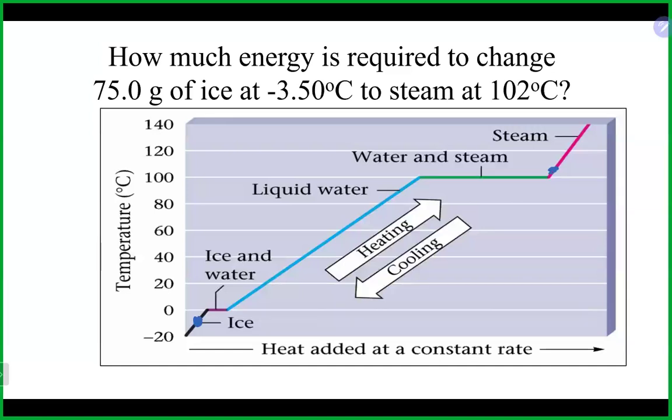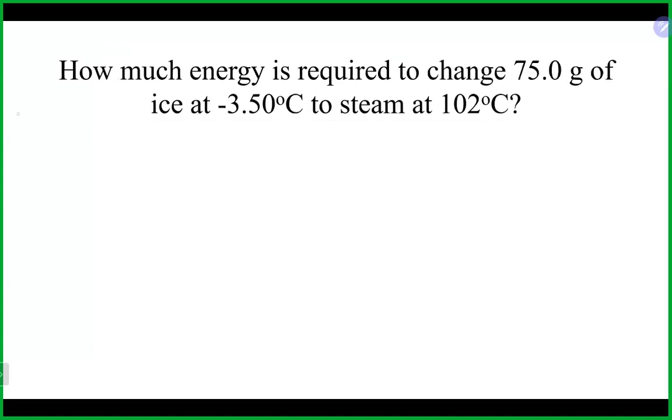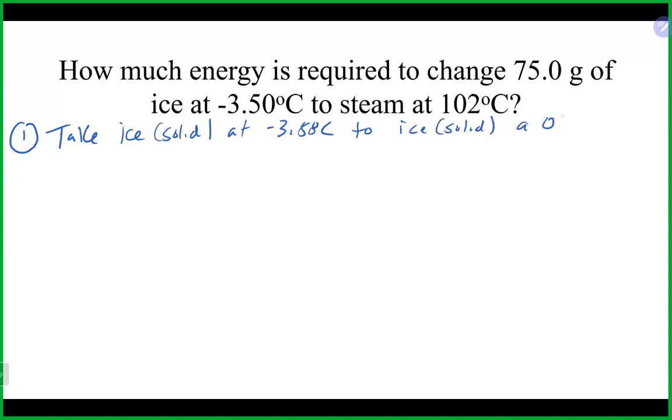So for example, the very first thing that would occur in this case is we would have to go from ice at minus 3.5 degrees Celsius to ice at 0 degrees Celsius. That would be the very first step that we would do. So let's take a look at that. We're going to take ice, which is solid, obviously, at minus 3.5 degrees Celsius. I feel like I lost a 0 there. To ice, which is still solid, at 0 degrees Celsius.